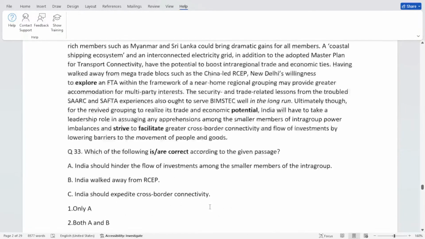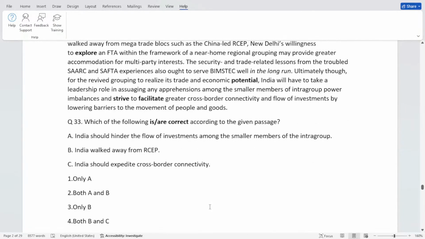So now we will go for the next question. Which of the following is correct? Earlier they asked the incorrect one, now we have to find out the correct statement. India should hinder the flow of investments among the smaller members of the intra-group. India walked away from the recipe. India should expedite cross-border connectivity. So here, what will be the correct answer? We have to see. Please let me know. From the paragraph conclusions, we have to take B and C as the correct answers.